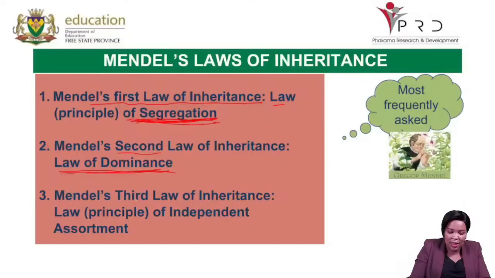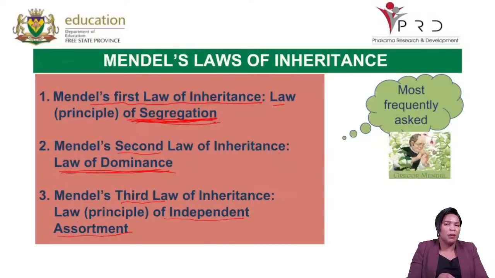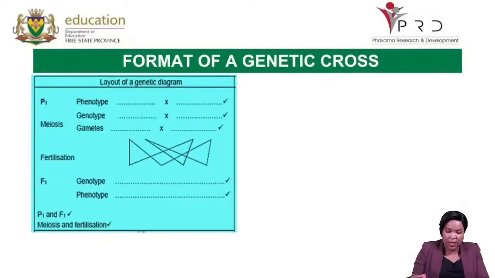Then Mendel's third law of inheritance is the law, or the principle, of independent assortment. You cannot forget those. Segregation, law of dominance, and the law of independent assortment. Those are the laws that you need to know that Gregor Mendel found in his research.